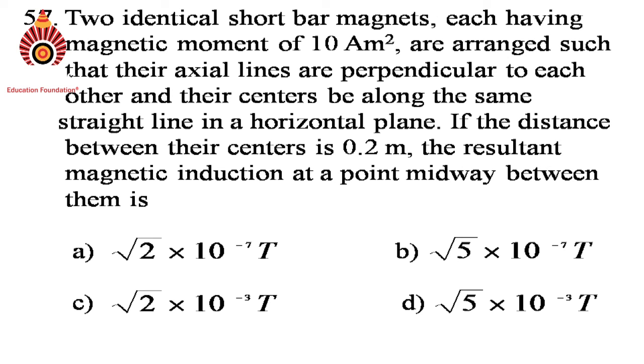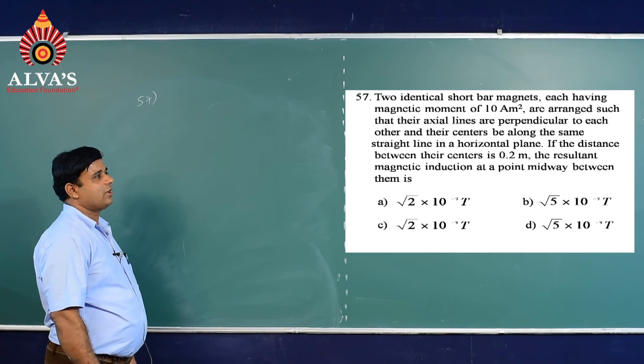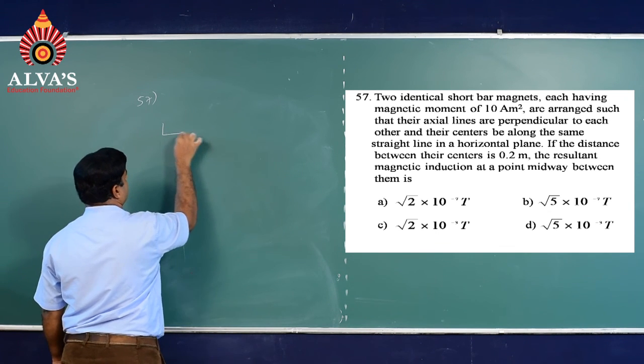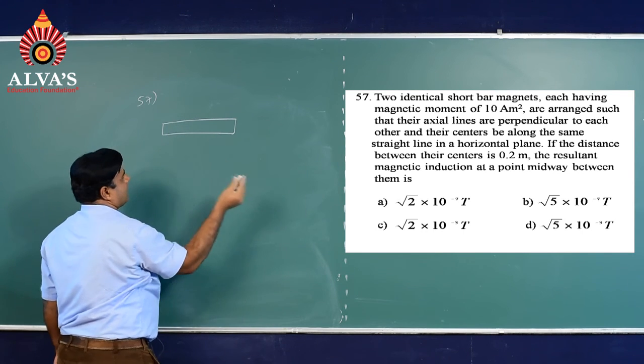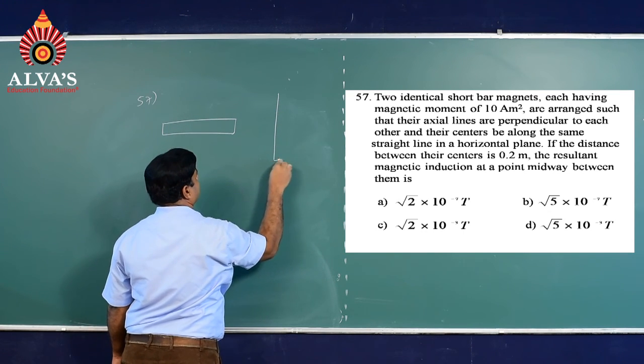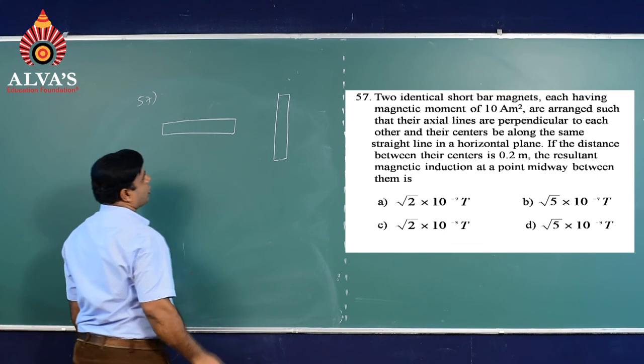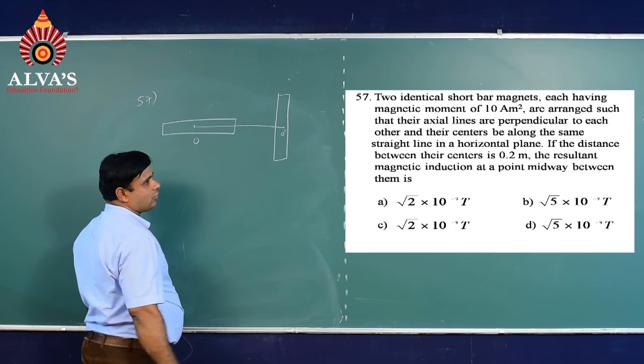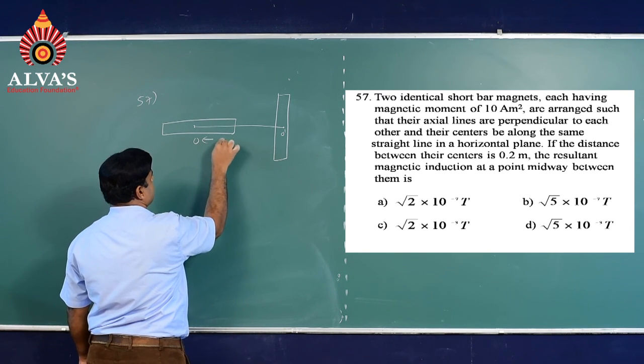Two identical short bar magnets, each having a magnetic moment of 10 ampere meter square, are arranged such that their axial lines are perpendicular to each other and their centers lie along the same straight line in a horizontal plane. If the distance between their centers is 0.2 meter, find the resultant magnetic induction at a point midway between them. So, here two identical bar magnets are given such that the axes are perpendicular to each other. If this is one magnet, this is the other magnet, axes are perpendicular to each other, the center of one is O, the other is O dash, and the two are separated by a distance of 0.2 meter.